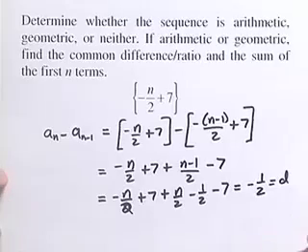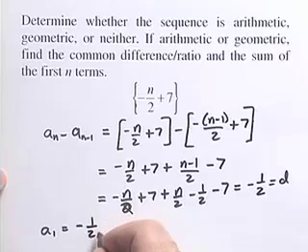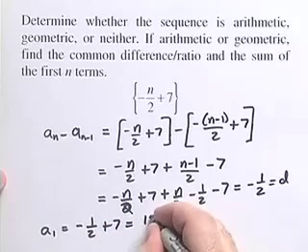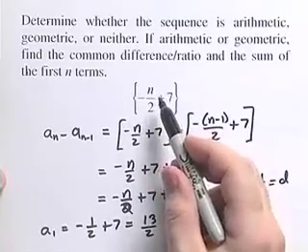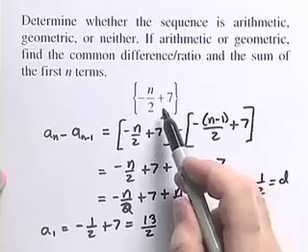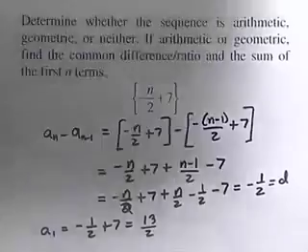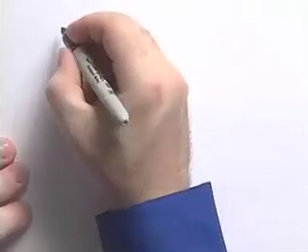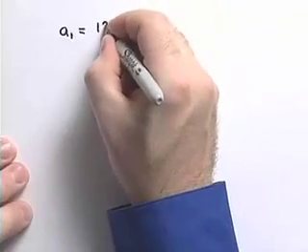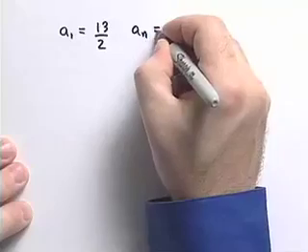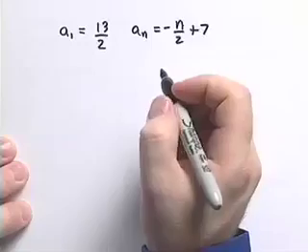The first term, a sub 1, will be negative 1 over 2 plus 7, which is equal to 13 halves. We're given the nth term in this form of our sequence, so we can use our first term and the nth term to find the sum of the first n terms. I'm just going to rewrite that our first term is equal to 13 halves, and that our nth term is equal to negative n divided by 2 plus 7. That's what was given to us in the first place.